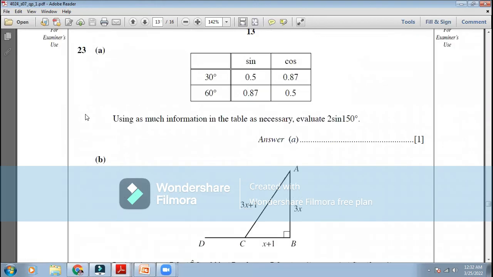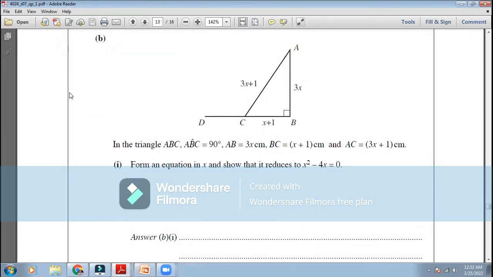Okay, he says question number 23B part. He says in the triangle ABC, angle B is 90, AB is 3x, BC is x plus 1, and AC is 3x plus 1. Form an equation in x and show that it reduces to x square minus 4x. You see, this is a right angle triangle, and the three sides are given in terms of x.